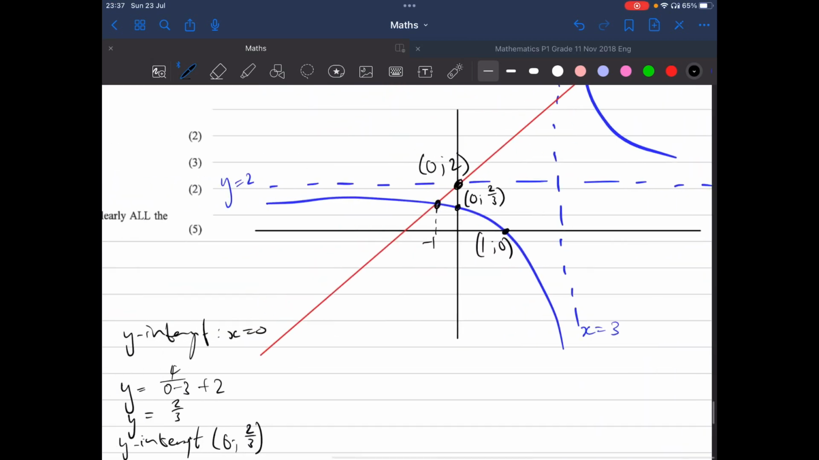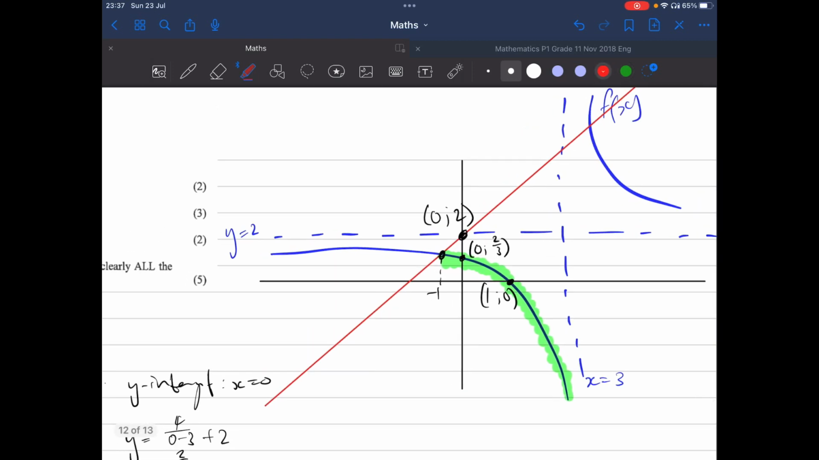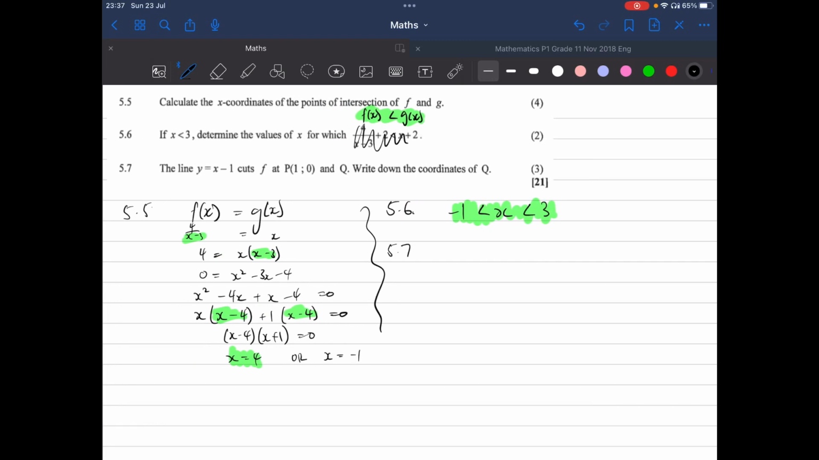Okay, see if that makes sense. So I'm going to highlight the part that we're talking about. We're talking about from here until the asymptote, right? And you can see from that point onwards, our straight line is actually greater than our hyperbolic graph. So that means that answer is correct. Okay, let's move on to the last question now.